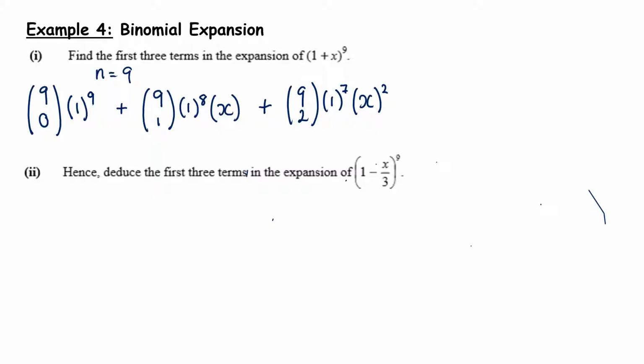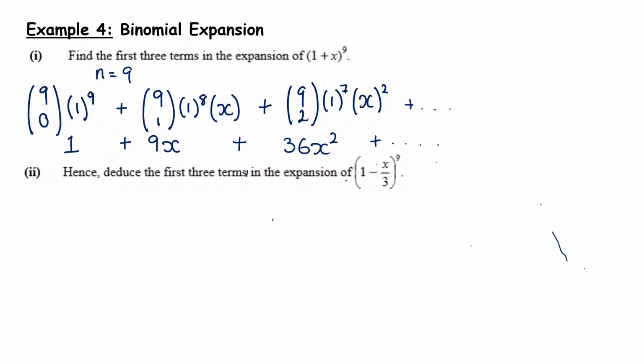I'm going to do 9 choose 0. I put that in my calculator. I get 1 times 1 to the power of 9. So this is just going to give me 1. I then do 9 choose 1, which is 9 times 1 to the power of 8, which is 1. So that gives me plus 9x. Then I do 9 choose 2 into the calculator. We get 36 times 1 to the power of 7, which is 1, so 36x squared. So they are the first 3 terms in that expansion. So it will go on and on, but they're the first 3.